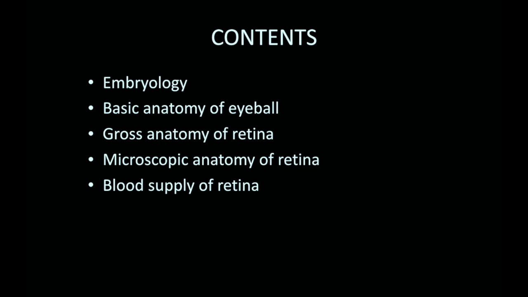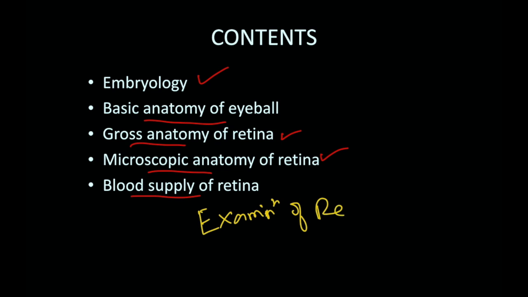We'll start with the embryology of the eye, then we'll move to the basic anatomy of eyeball in general and the relevance with retina. So we'll discuss about the gross anatomy of retina, the microscopic anatomy of retina, and we'll end with the blood supply of retina. As an added bonus points, I will discuss about the examination aspect of retina. How do we examine retina, and what are various modalities and differences between various modalities?